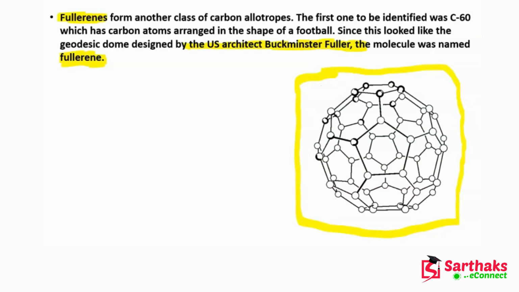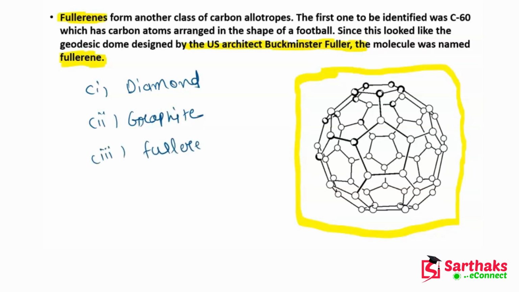I hope these three allotropes of carbon are clear to you. The first allotrope we discussed is diamond, the second is graphite, and the last one is fullerene. Now, one thing is very important: graphite conducts electricity. I hope these points are clear to you.